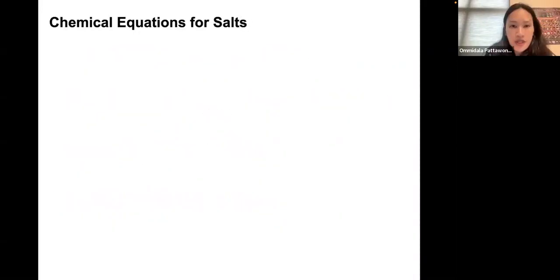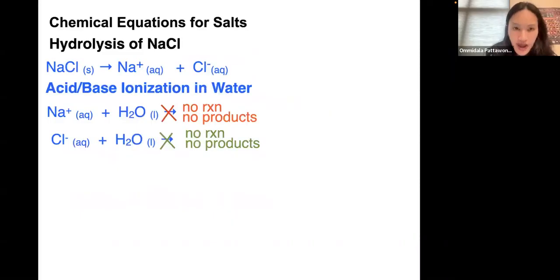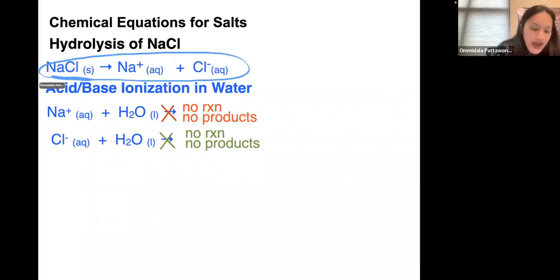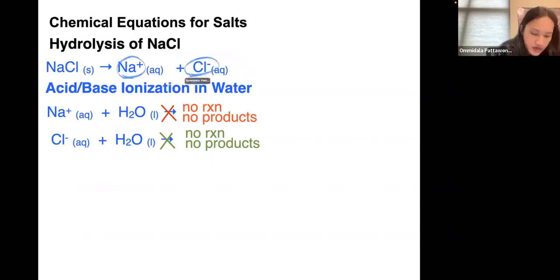Now for the chemical equation for salt, okay, this is similar to what we saw earlier as well. For sodium chloride, you first will need to separate them, or dissociate them. This is what we call hydrolysis. And then you are going to react each of these ions with water, and it turns out that there is no reaction for both sodium ion and chloride ion.